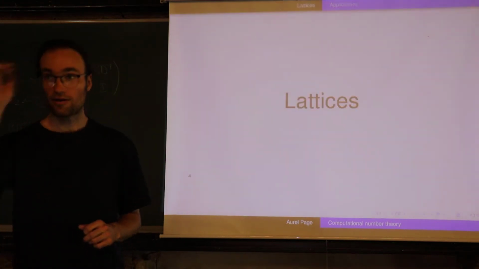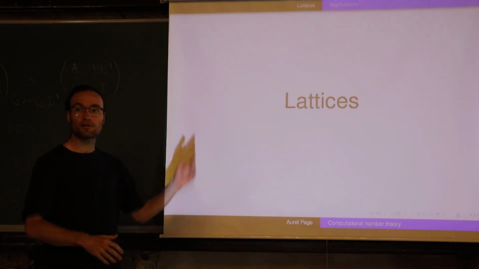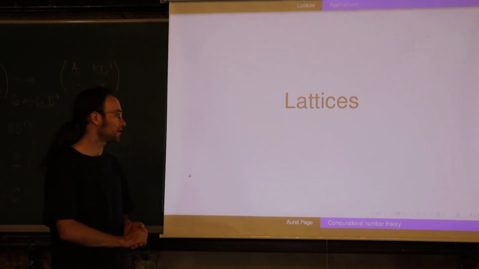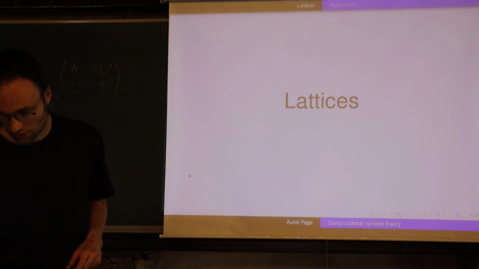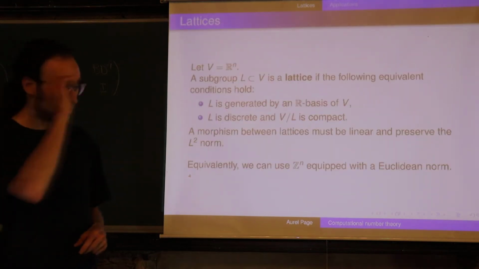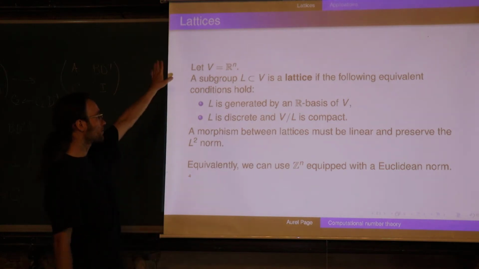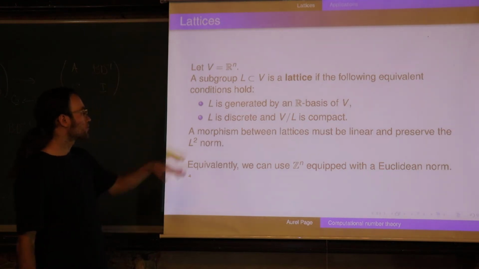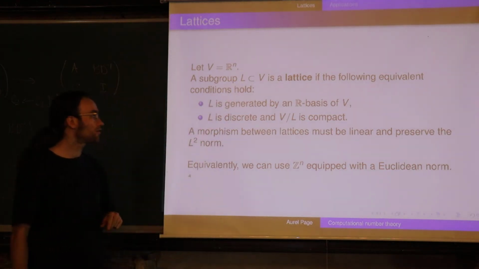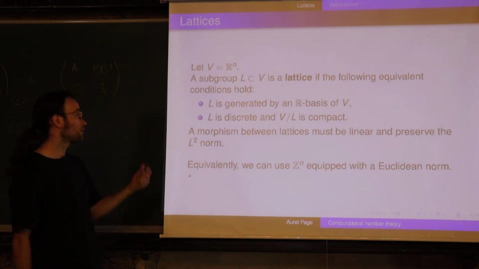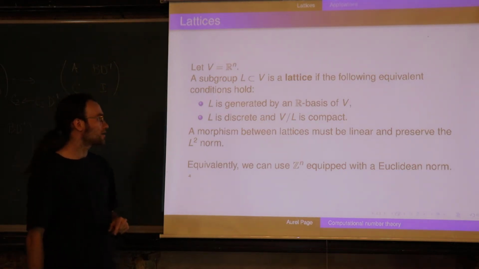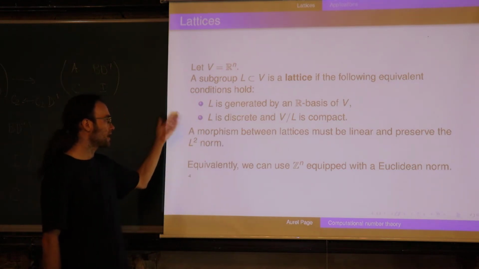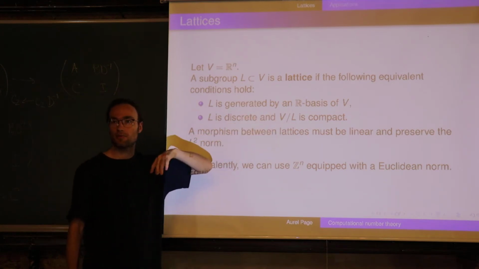Okay, so now I want to go to my second part of this lecture, which is about lattices. So it's also some kind of linear algebra, but with an extra, slightly different flavor. So what are lattices? We start with a finite dimensional vector space V over R. And so a subgroup L inside of V is called a lattice if the following condition holds. You can say either that L is generated as a group by an R-basis of V, or that L is discrete and the quotient V modulo L is compact. That is the same.